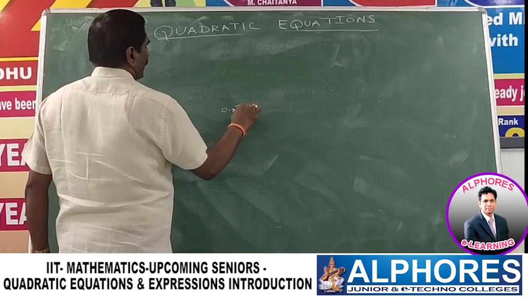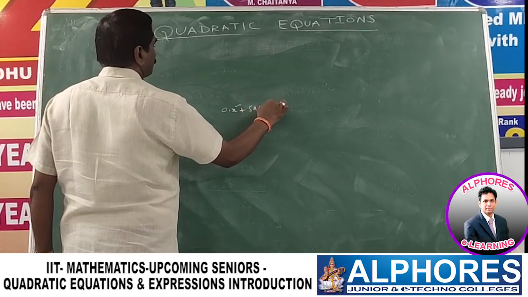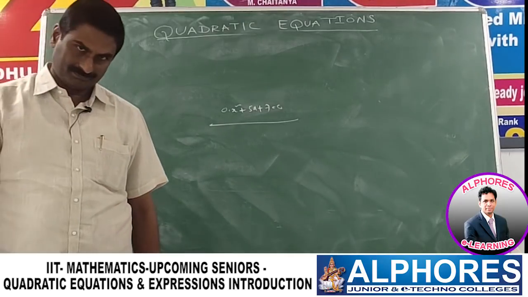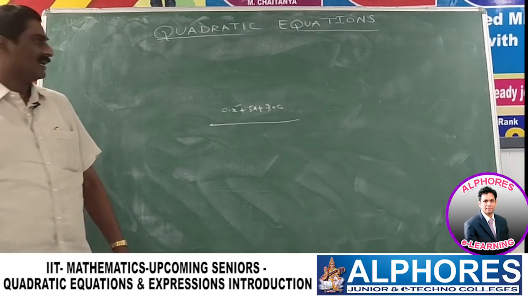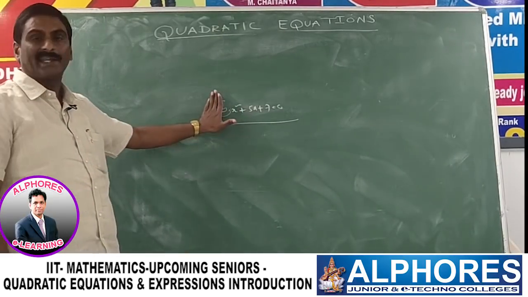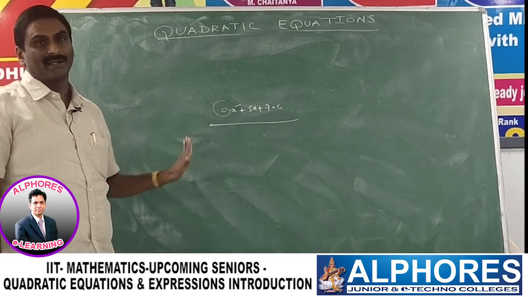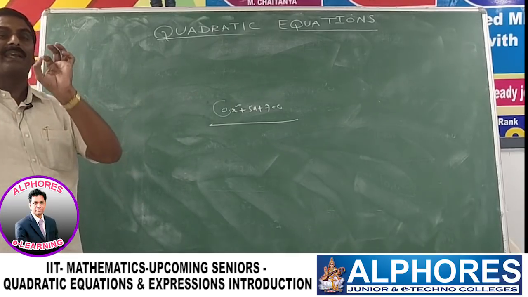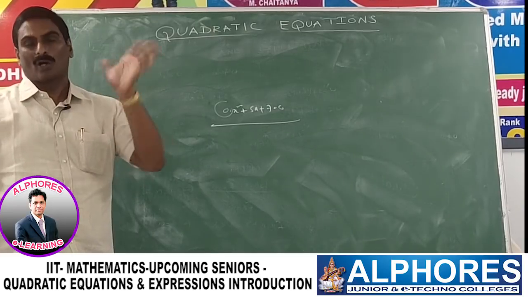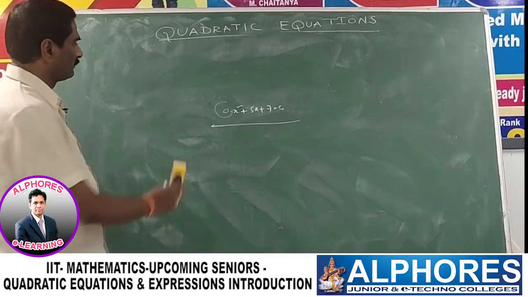Zero into x square plus 5x plus 7. It is not a quadratic, since the leading coefficient a is equal to 0. It is linear. If the leading coefficient is 0, then it is not a quadratic. Okay.